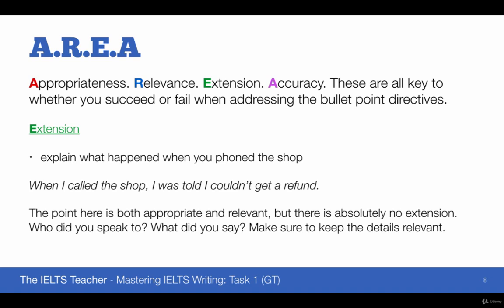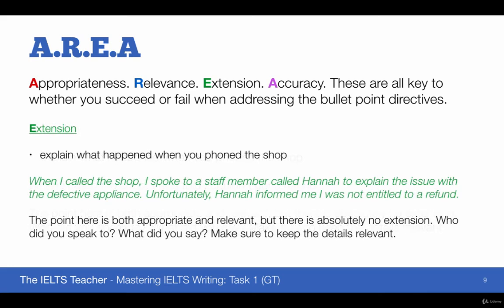Explain what happened when you phoned the shop. Here's a sentence. When I called the shop, I was told I couldn't get a refund. So it's appropriate and it's relevant, but there's no extension here. There's absolutely no extension. We don't know who you spoke to. We don't know what you said. Make sure you do keep those details relevant, but we do need some extension as well. So how could we improve this?